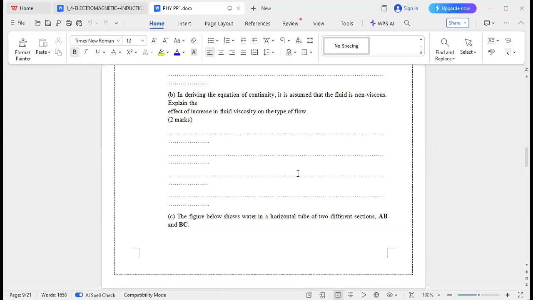Increase in viscous drag changes the direction of motion of particles. Hence, the flow becomes turbulent. So if it's a turbulent flow, then the equation does not apply. The equation A1 V1 equals A2 V2, or AV equals a constant. That is the equation of continuity. AV equals a constant. The flow must be streamlined, not turbulent.